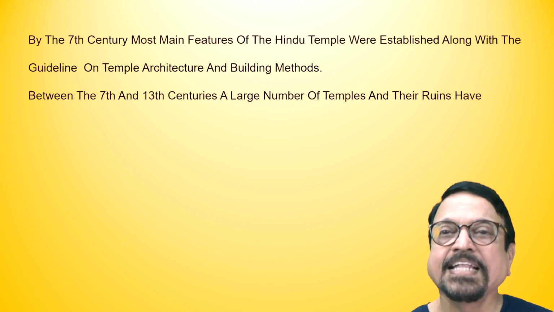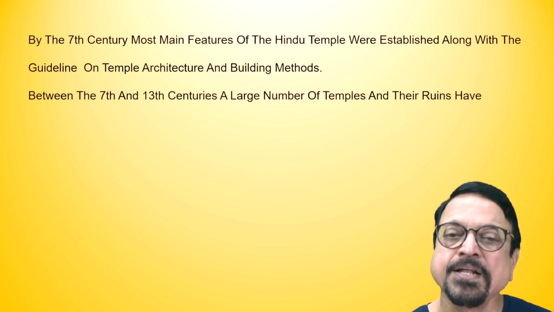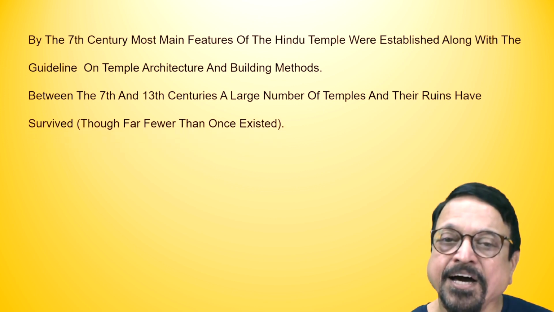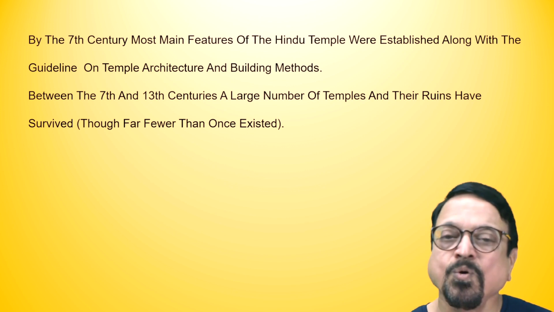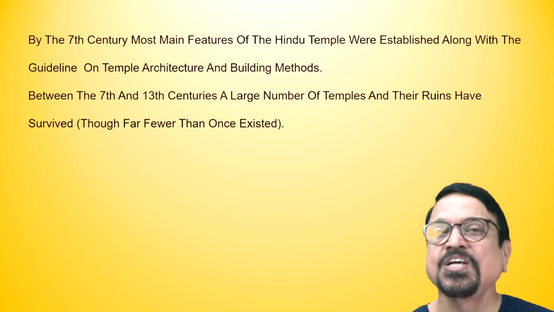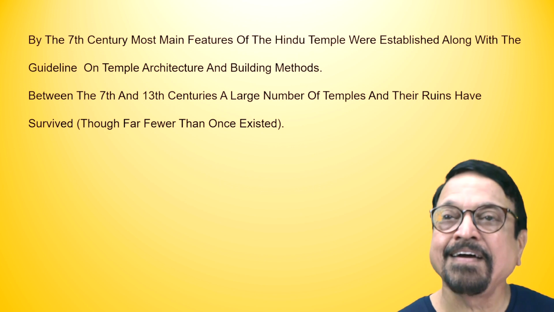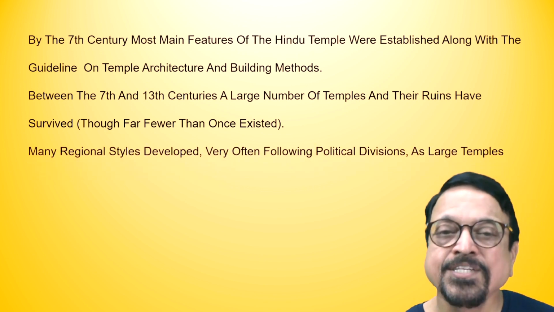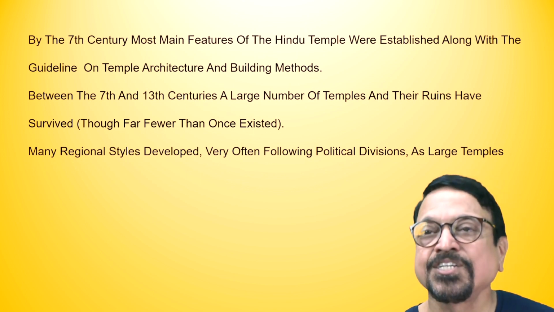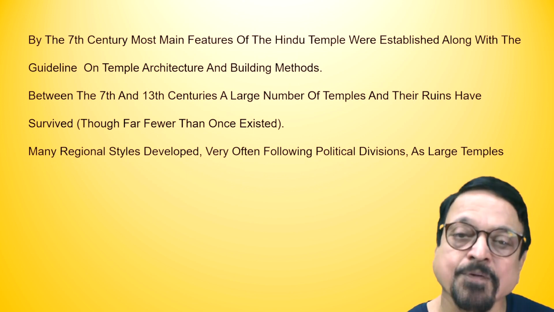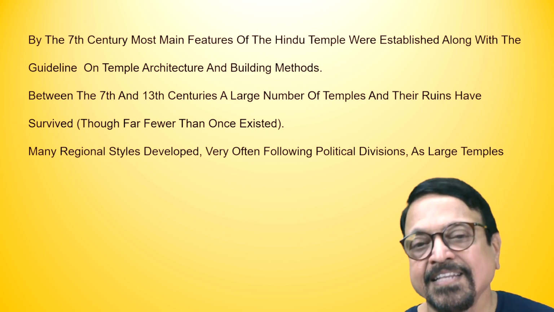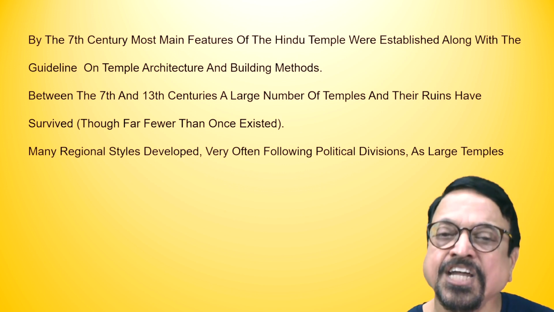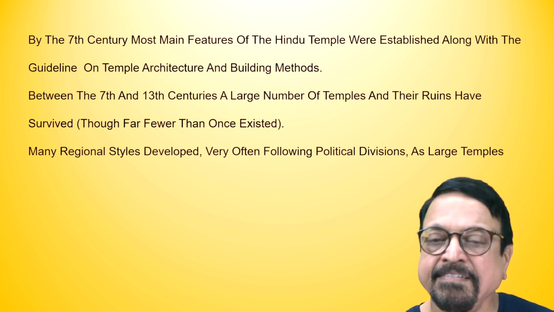Now between the 7th and 13th centuries, a large number of temples were constructed. Many of them have partially or completely ruined, but those which were partially ruined can tell us what was their glory when they were existing. So this is another example that from ruins we can imagine what was a gigantic structure. Many regional styles were developed in that period, like Nagara, Dravidian, then Rekha Nagara, and then Chalukyan, what you can call the Vesara style.